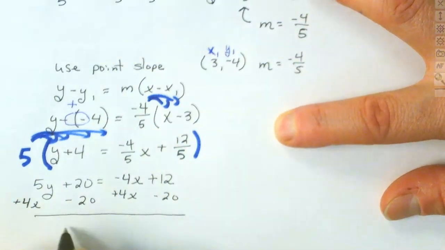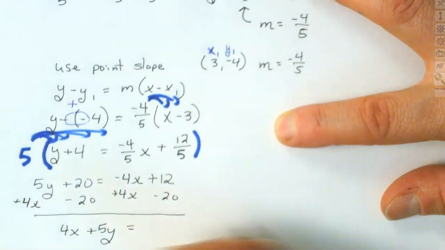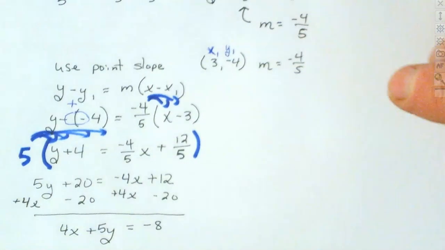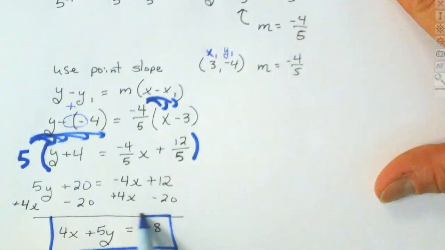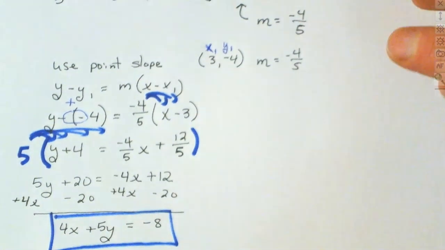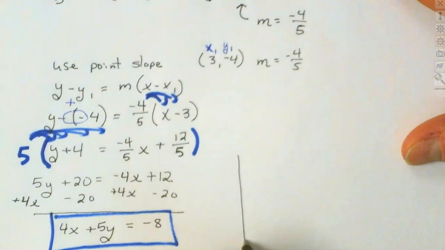And then in standard form, we have 4x plus 5y, and combining, it looks like a negative 8 there. So that's going to be in standard form. We also need it in slope-intercept. So let's go ahead now and get it in slope-intercept.